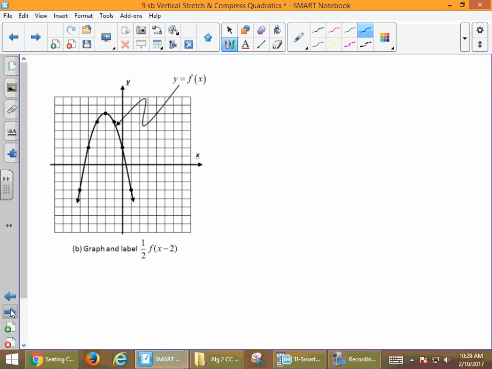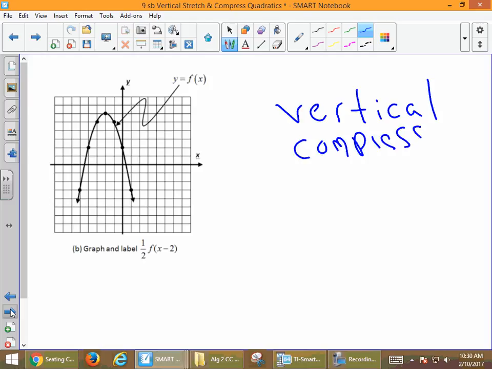So now try the same thing, except now we're going to apply two transformations. We have a graph of 1/2 f of x minus 2, with the 2 on the inside of the parentheses. So what two transformations do we see occurring to this graph now? Jordan? So we have a vertical compression by 1/2 again. What other transformation do we see? Oscar? A shift right 2.